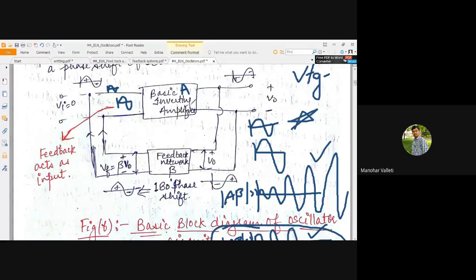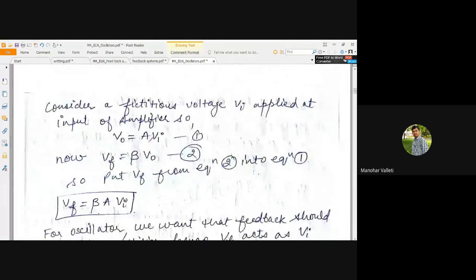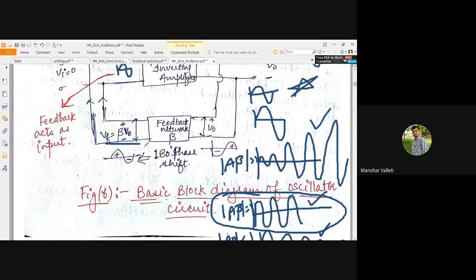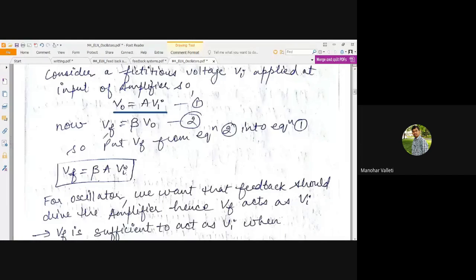So here is the basic amplifier, A, Vi is the effective input of the amplifier, and Vo is the output. Consider the basic amplifier A equal to Vo by Vi, so we will get Vo equal to A Vi. But Vf equal to beta Vo, you know that. If you substitute the Vo value, then you will get the formula Vf equal to A beta into Vi.